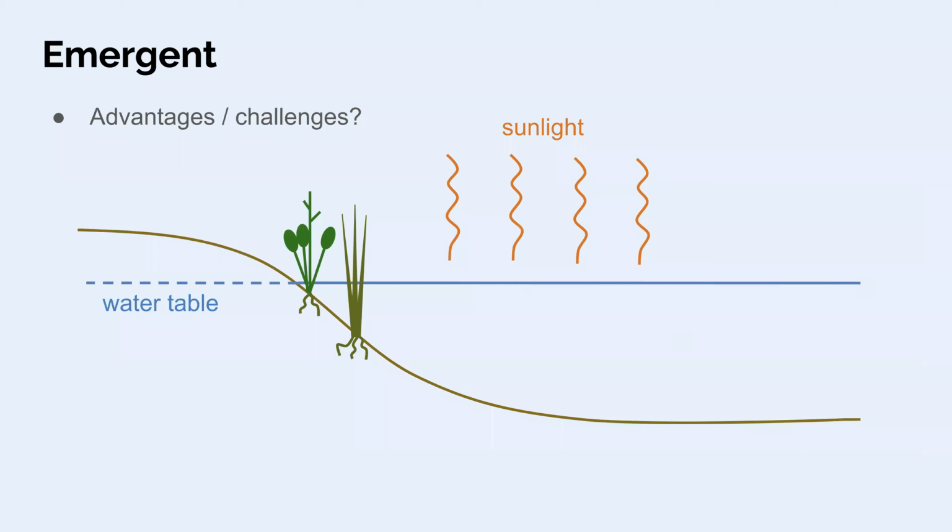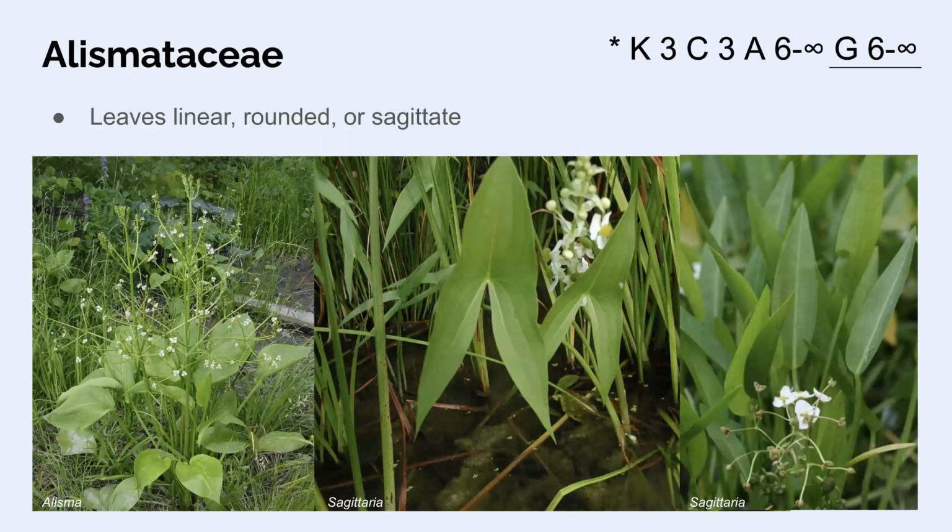Okay, moving on to emergent plants. Emergent plants are ones you're probably familiar with, at least some of these. We'll start off with a family called Alismataceae, named for this genus Alisma. It's also the same family as the arrowheads in the genus Sagittaria. So Sagittaria, similar if you're into astrological signs, Sagittarius is the archer. And so Sagittaria actually refers to this being an arrowhead.